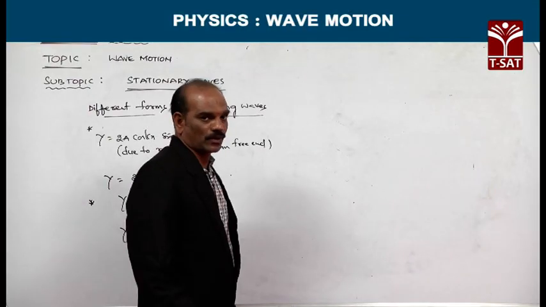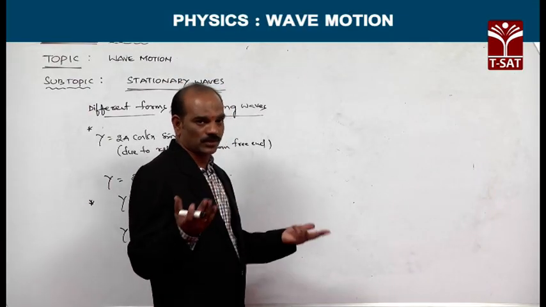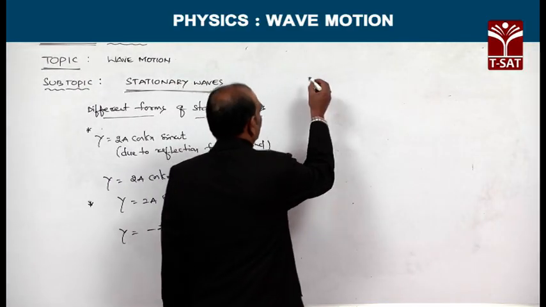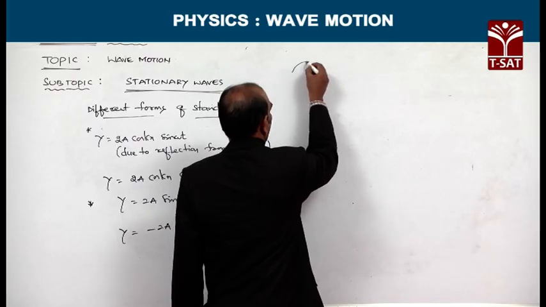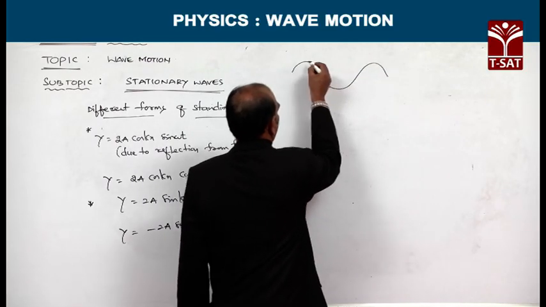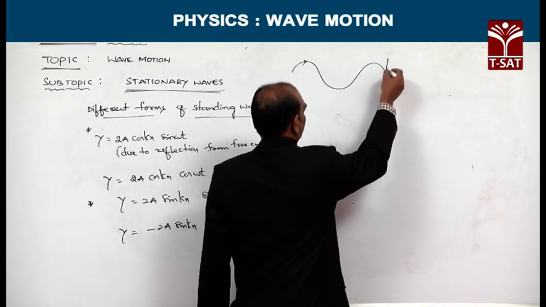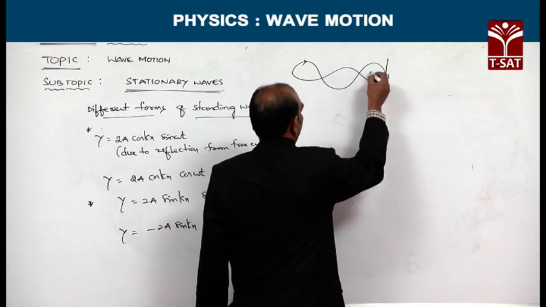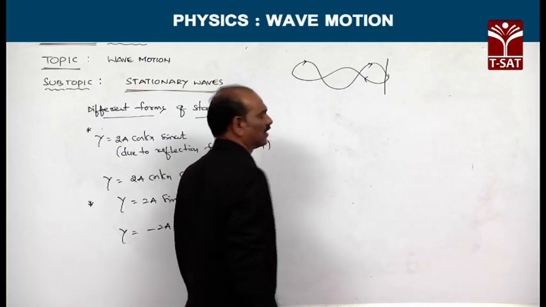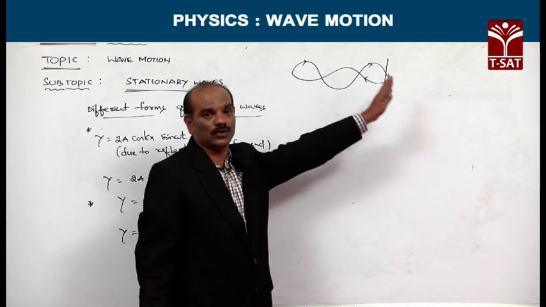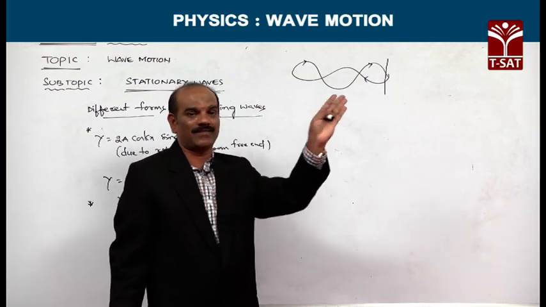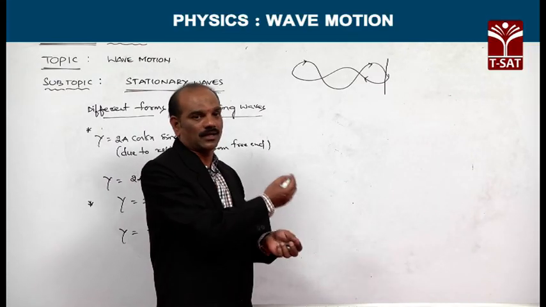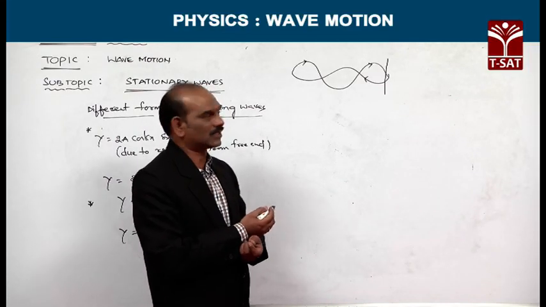So standing waves are formed due to superimposition of two similar progressive waves, either longitudinal or transverse. For example, this is one wave travelling like this. Here reflection takes place from a rigid end. So due to reflection, the wave will travel like this. y is equivalent to A sin(omega t minus kx) travelling along the positive x axis, and A sin(omega t plus kx) is moving along the negative x axis.